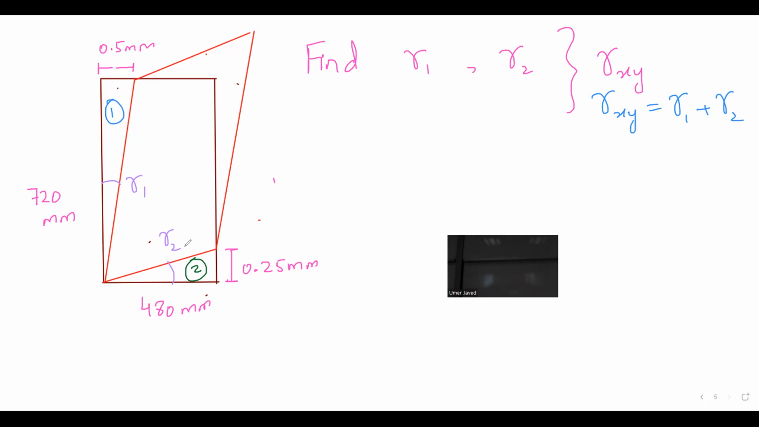Why don't you do one thing? For this gamma 1, do tan of gamma 1 equal to that perpendicular 0.5 millimeter divided by this 720 millimeter. So you get an equation for tan gamma 1, but don't do a tan inverse because it's very small.